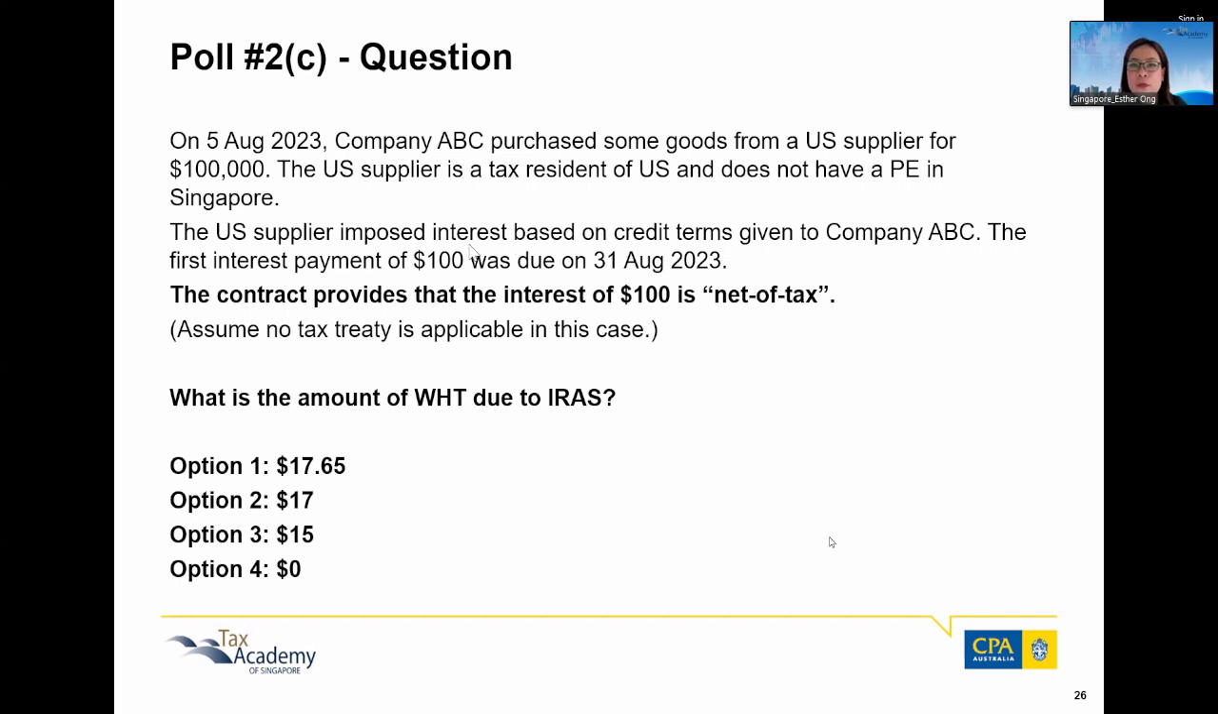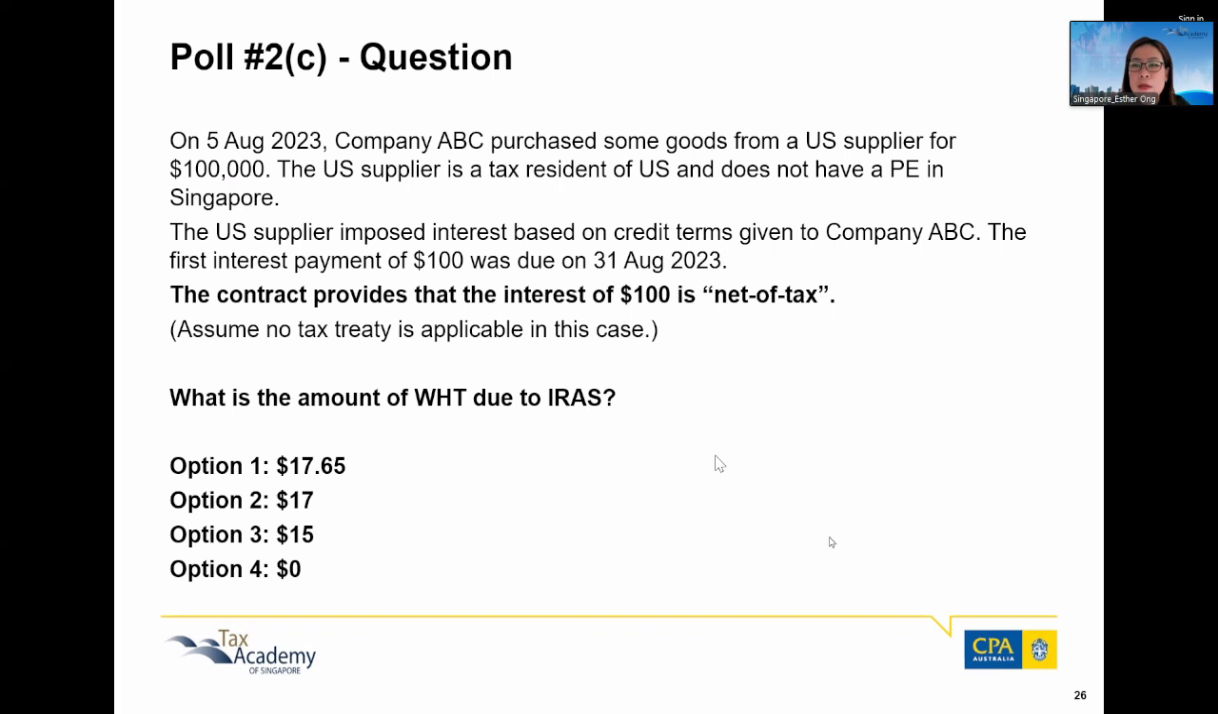There is also, I think somebody chose $17, option 2. Option 2 is not correct in this case because the question tells us that the non-resident does not have a PE in Singapore. Just now I mentioned that if the non-resident has a PE in Singapore or carries on a business in Singapore, then it can choose to apply the prevailing corporate tax rate of 17%. But in this case, it does not have a PE in Singapore. And also it cannot be 17% because the relevant tax rate here is not 17%.